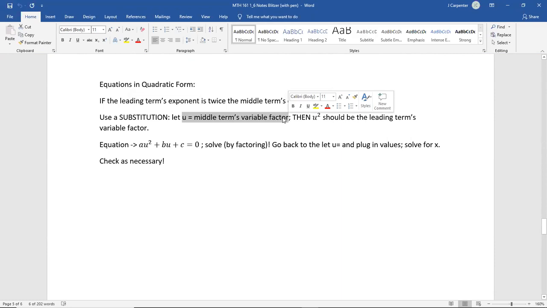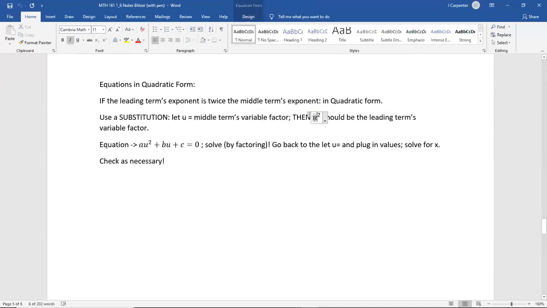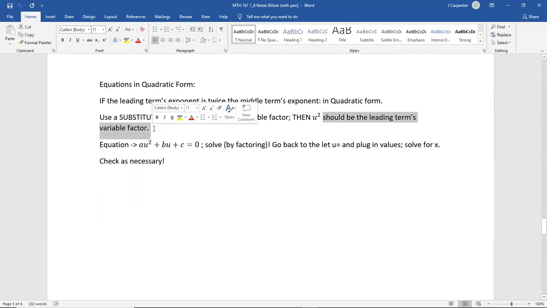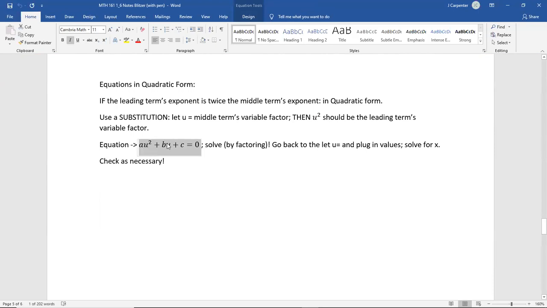Now, these middle terms usually have coefficients to them. What I'm saying is ignore the coefficient for this part. So if the middle term was 5x to the 10th, you would say let u equal x to the 10th. You wouldn't have the 5 as part of that. Then what you do is you'll square that, and u squared, if you are correct that it's in quadratic form, should end up being the leading term's variable factor, again, ignoring the coefficient. Then you'll turn this equation into something in u, and you should get something like au squared plus bu plus c, where a, b, and c are your coefficients.